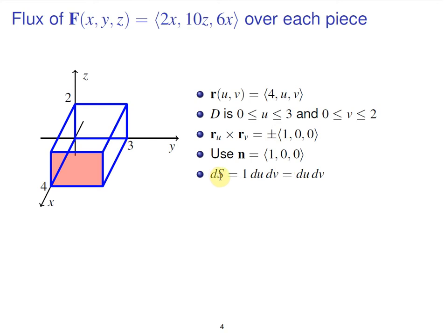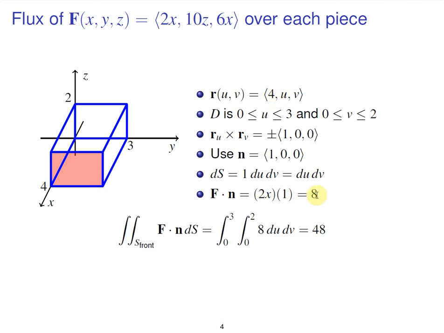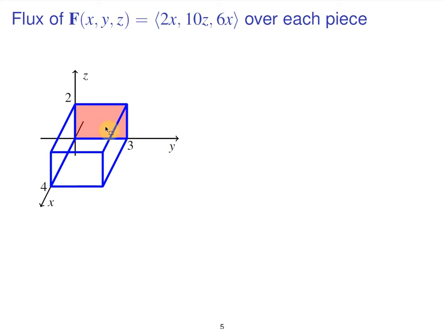So what's dS? You're supposed to take the norm of this vector, that's 1, and then have a du dv. F dotted with n is just going to be 2x times 1 plus 0 times the other stuff. Once you replace x with 4 to get things in terms of u and v, you're just going to get 8 for F dot n. So the flux through the front is, you do your replacements, here's your parameter domain, your du dv, and that 8 is for the F dot n, and in the end you get 48.